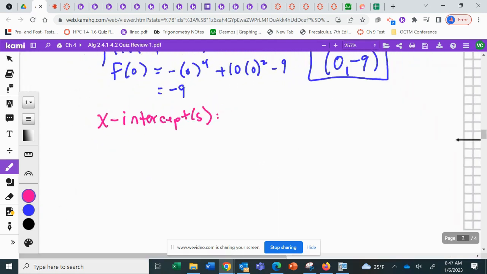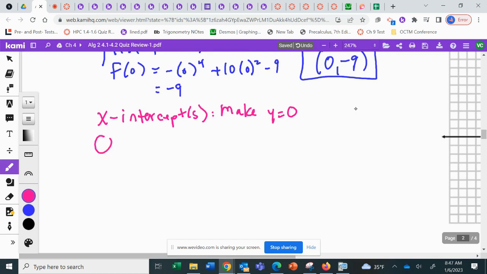All right, x-intercepts. How do we find the x-intercepts? Make y 0. Okay, so I'm going to make y 0. That's going to be 0 equals negative x to the 4th plus 10x squared minus 9. Made y 0.